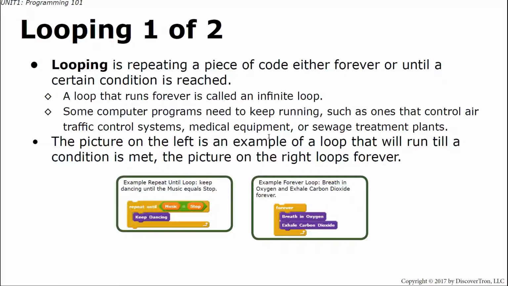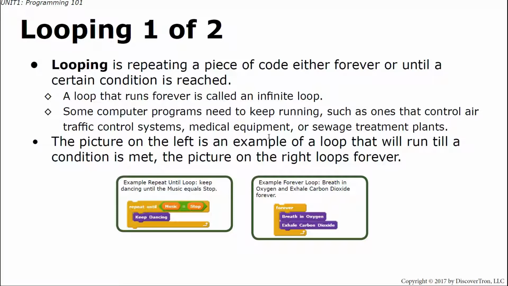Anything that you can imagine that would need a computer where it's constantly running would be on some sort of loop system where it's constantly going through a series of reiterations of the code, and it's going to keep going until it meets a condition, or well, until it loses electricity, which hopefully not. The picture on the left is an example of a loop that will run till a condition is met, and the picture on the right is a loop that goes on forever.